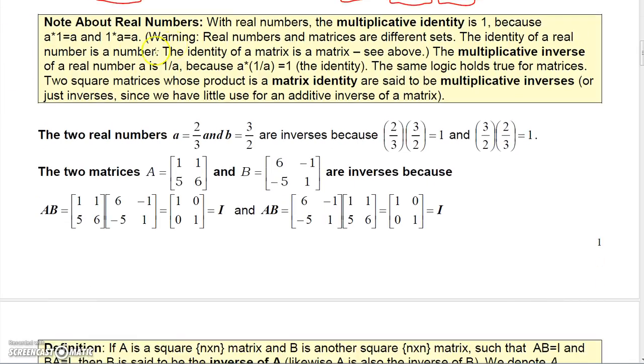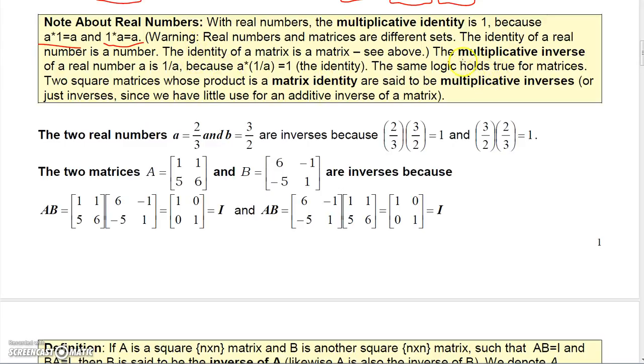Now, as I said, with real numbers, the multiplicative identity is 1. And the reason is because a times 1 is a, and 1 times a is a for any real number. But with matrices, that's not the same case, because with matrices, you have to have a matrix and not a real number.